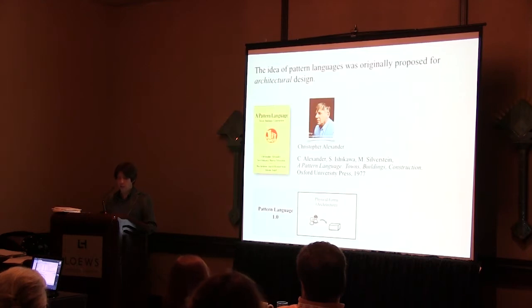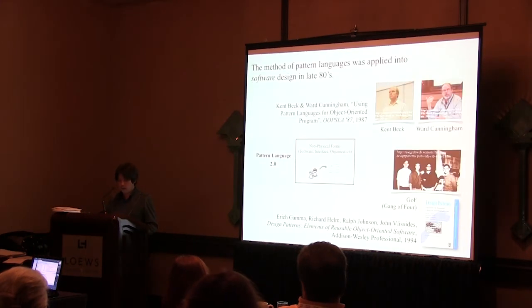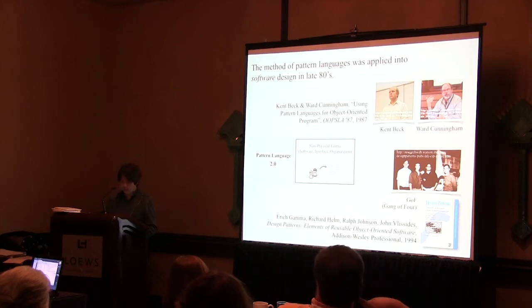The idea of the pattern language was originally proposed for architectural design by Christopher Alexander. And the second one is Ward Cunningham and Kent Beck proposed a new way of describing knowledge in the software domain. They presented using pattern language for object-oriented programming in Uppsala in 1987. And the Gang of Four's Design Patterns book was published in 1994. So that is a very famous kickoff of software design.